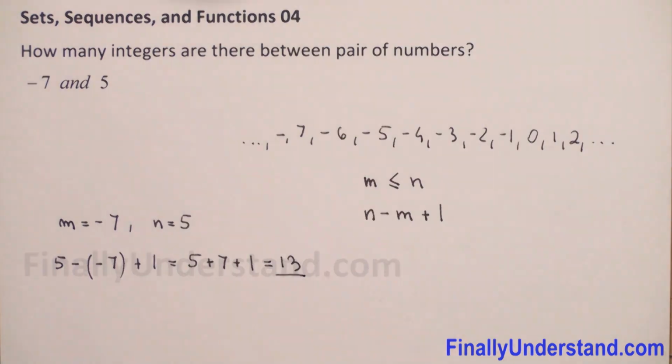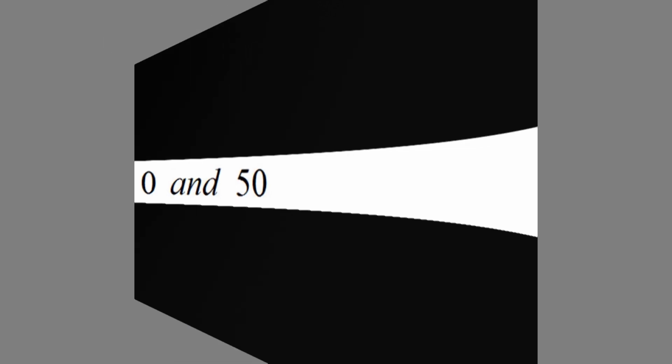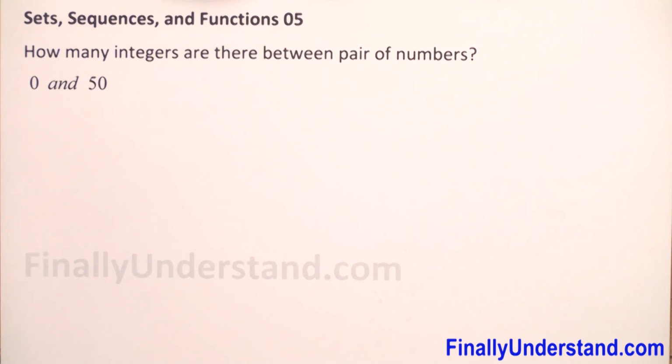This is my solution. We have to find how many integers we have between 0 and 50. The word between means we have to include both ends of the range. And next, what does integers mean?